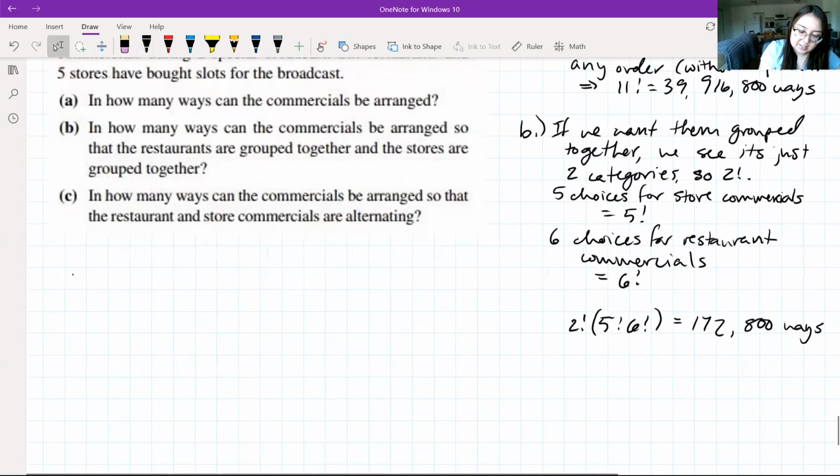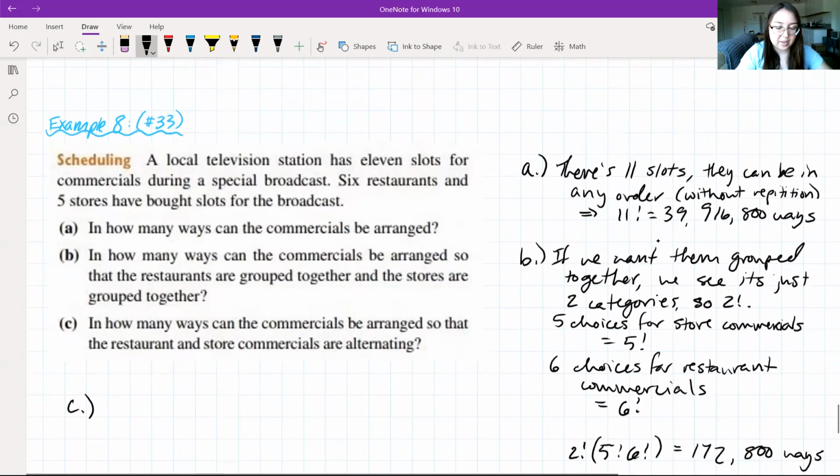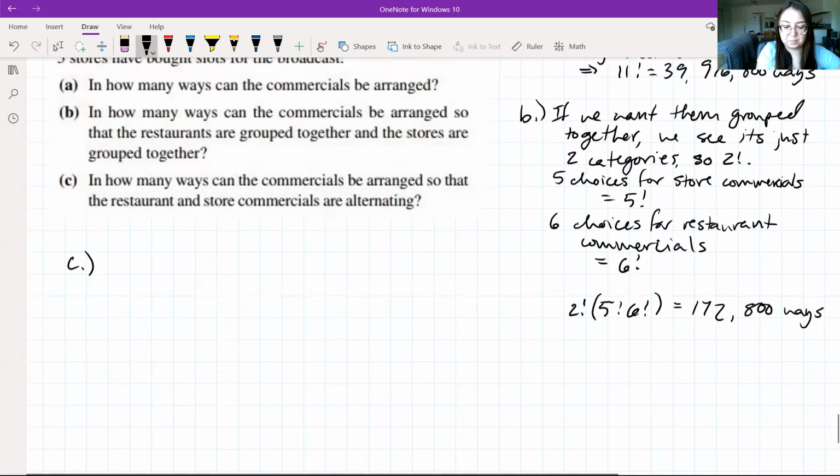Then for part C, we say, in how many ways can the commercials be arranged so that the restaurant and store commercials are alternating? If we're thinking about alternating, we don't want any repetition. So we don't want to have a store commercial and then a store commercial, or a restaurant commercial and then a restaurant commercial. So the way that we can arrange these so that they're alternating and we have no repetitions is that we're going to start with our restaurant commercials.